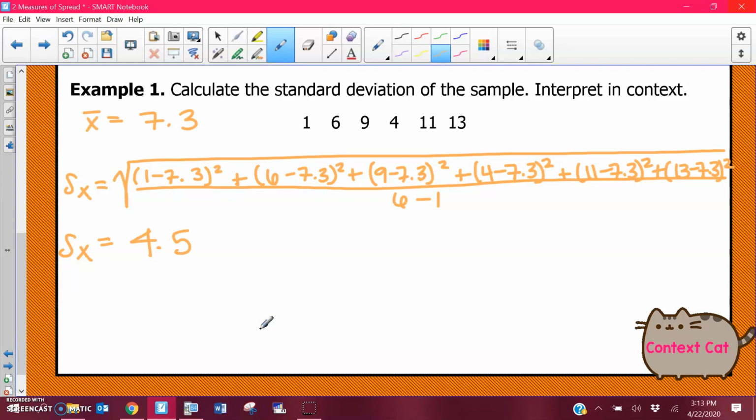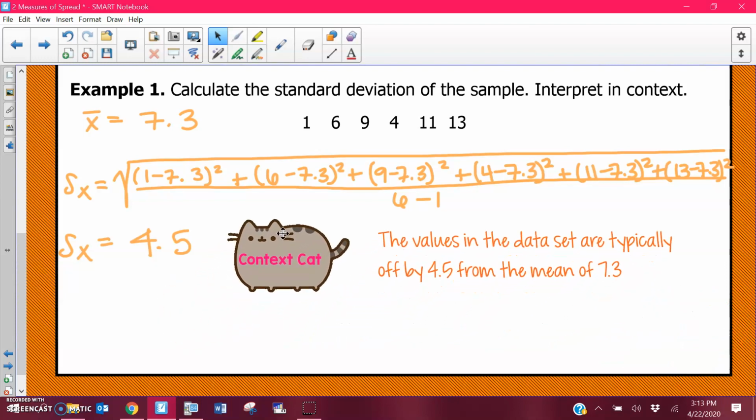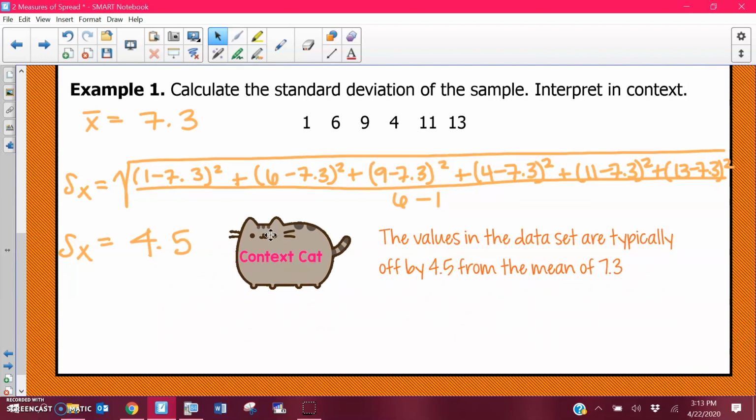Okay, again, you're just typing it in the calculator, no big deal. And so in context, what that means is that the values in this data set are typically off by 4.5 from the mean of 7.3. So if I'm looking at this, most of the data is going to fall within 4.5 of that mean, of that average number, the 7.3, which if you look at it, makes sense.